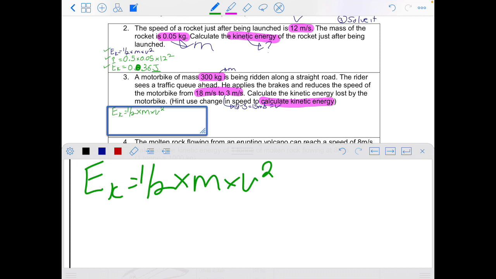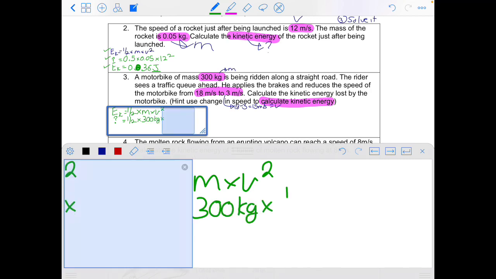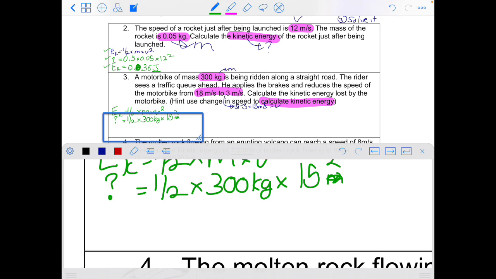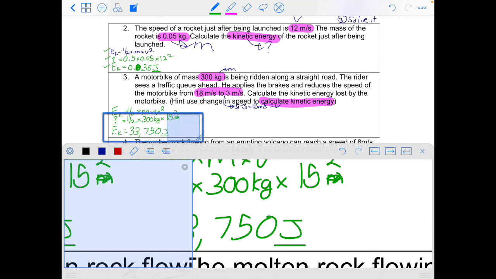test or the exam. So our kinetic energy is our unknown, times 1/2 times our mass is 300 kilograms, times our velocity is 15 meters per second. We need that squared. So again, we plug that into our calculator, 15 squared times 300 times 0.5. We end up with an answer of our kinetic energy is equal to 33,750 joules. No unit, no mark.